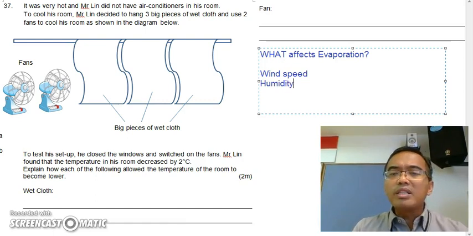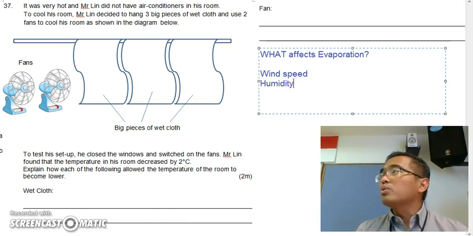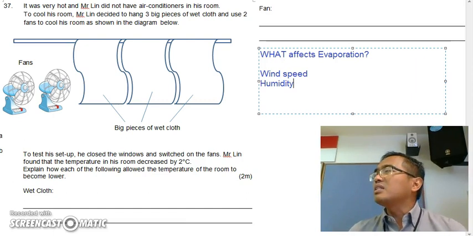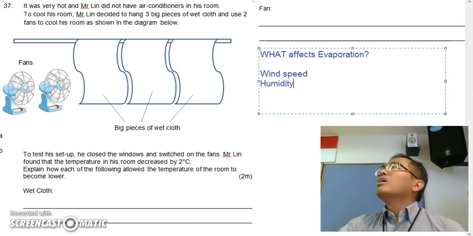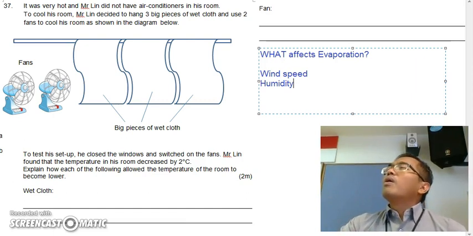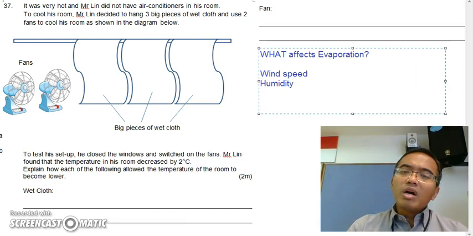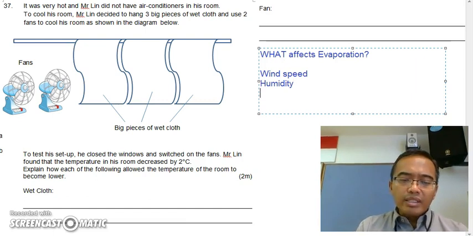How about H? We know that humidity we don't learn in primary school. Okay, but you do know that humidity is the amount of... What is humidity? Amount of water in the air. What is A?